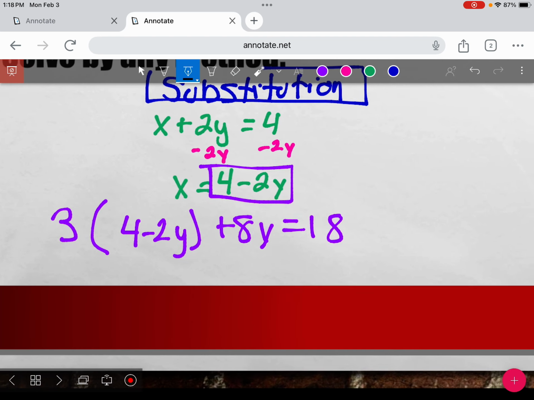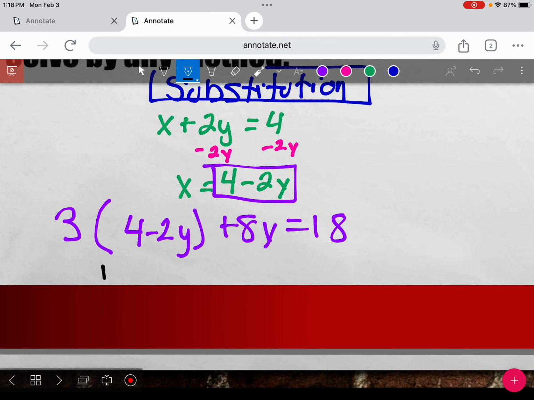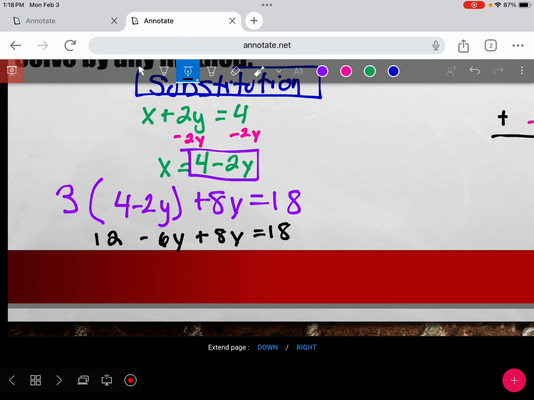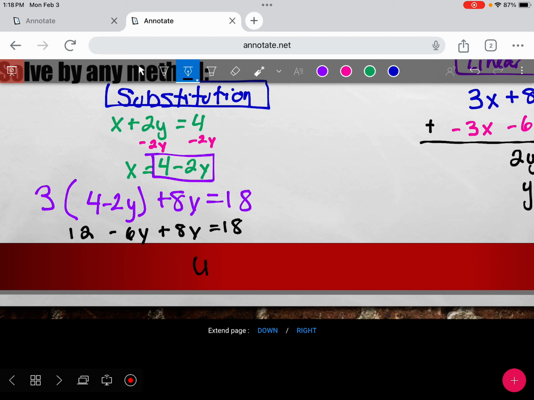And if we kept going on the left-hand side, we'd get the same thing. We'd have 3 times 4 is 12, minus 6y plus 8y is 18. This would solve around continually to give us that y equals 3. That minus 6y plus 8 combines together. Subtract the 12 from both sides. So it genuinely does not matter. We get the same answer either way. Our y is going to be 3.